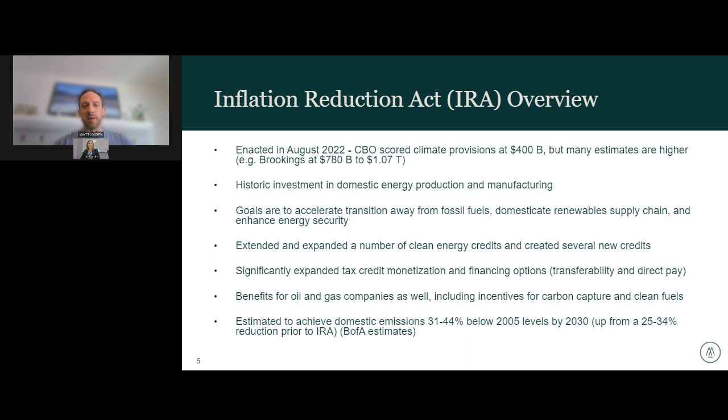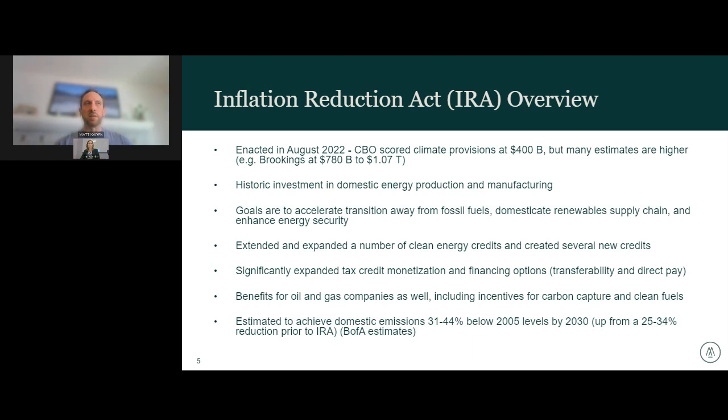Extended and expanded a number of clean energy credits and created several new credits. So if you knew something about the credits before the IRA, quite a bit of that changed or was expanded or enhanced. And then there's also new credits that were not in previous legislation.